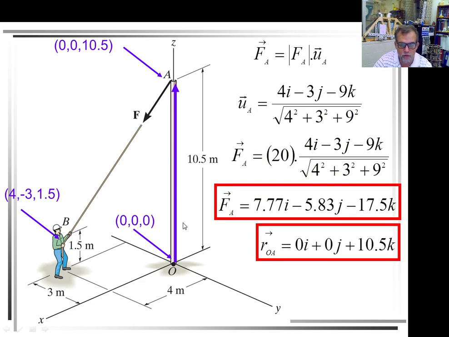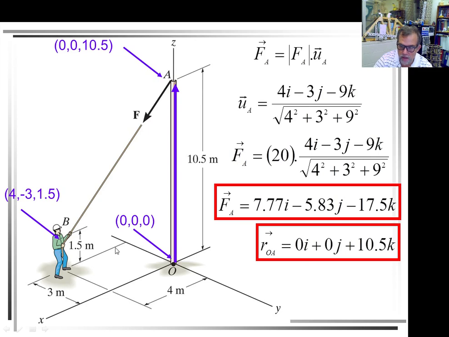Or you can run the vector also. Remember I told you about running the vector before? You start from here and you run the vector from the beginning to the end. So if I have to go from here to here, I don't move in X or Y, and I just go up 10.5. There you go.